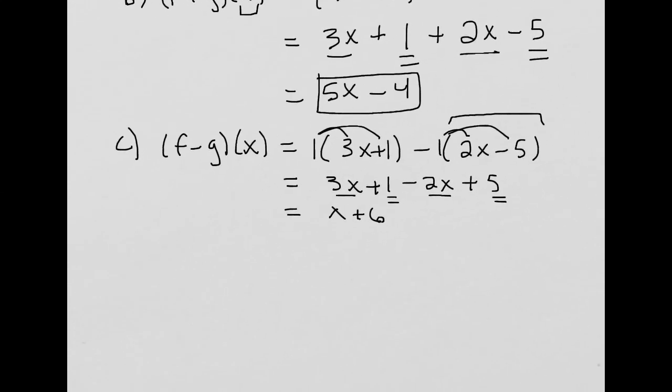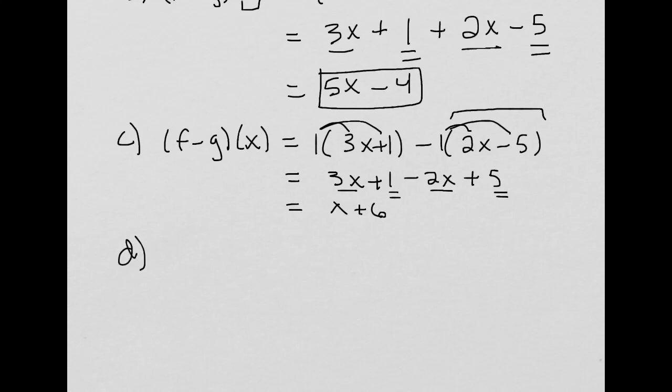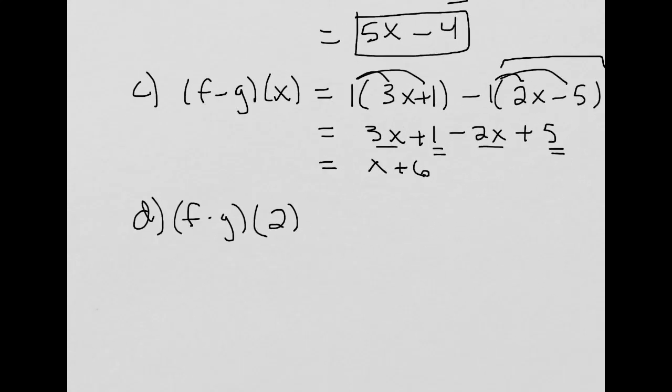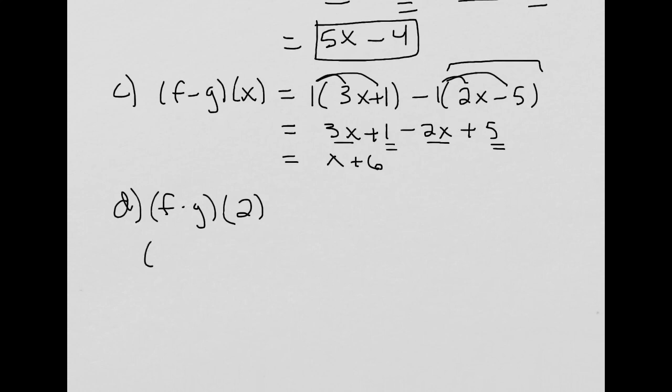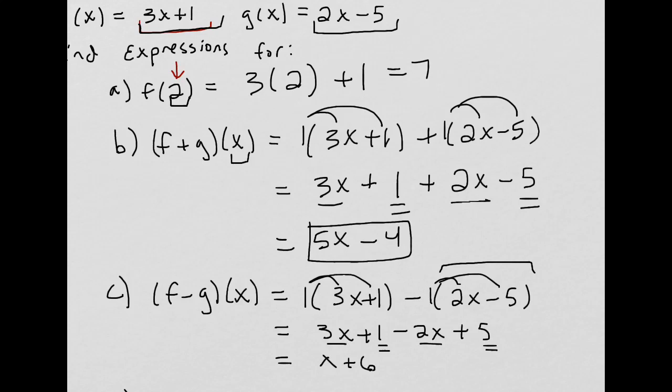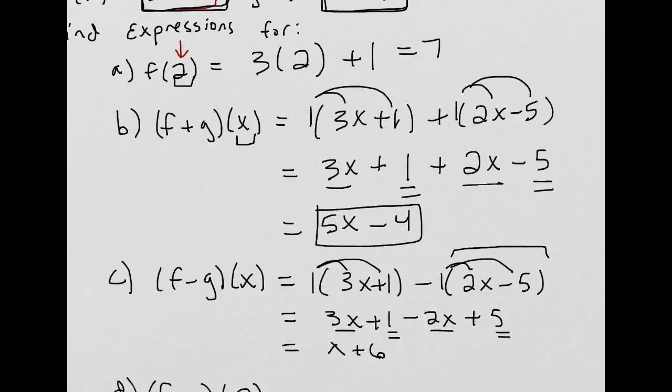Let's take a look at part D. So part D, we're supposed to take f times g, but this time instead of leaving x as x, we're actually going to plug a number in. So in this case, we're going to plug in the number 2. Before I do this part, I'm actually going to approach part D just like I approached parts B and C. I'm going to leave x as x. So if I want to indicate that to my audience, I'm going to write this as f times g of x. So all I'm going to do is go back to my f formula, which was the 3x plus 1. And then I want to multiply that by the g formula, which is the 2x minus 5.